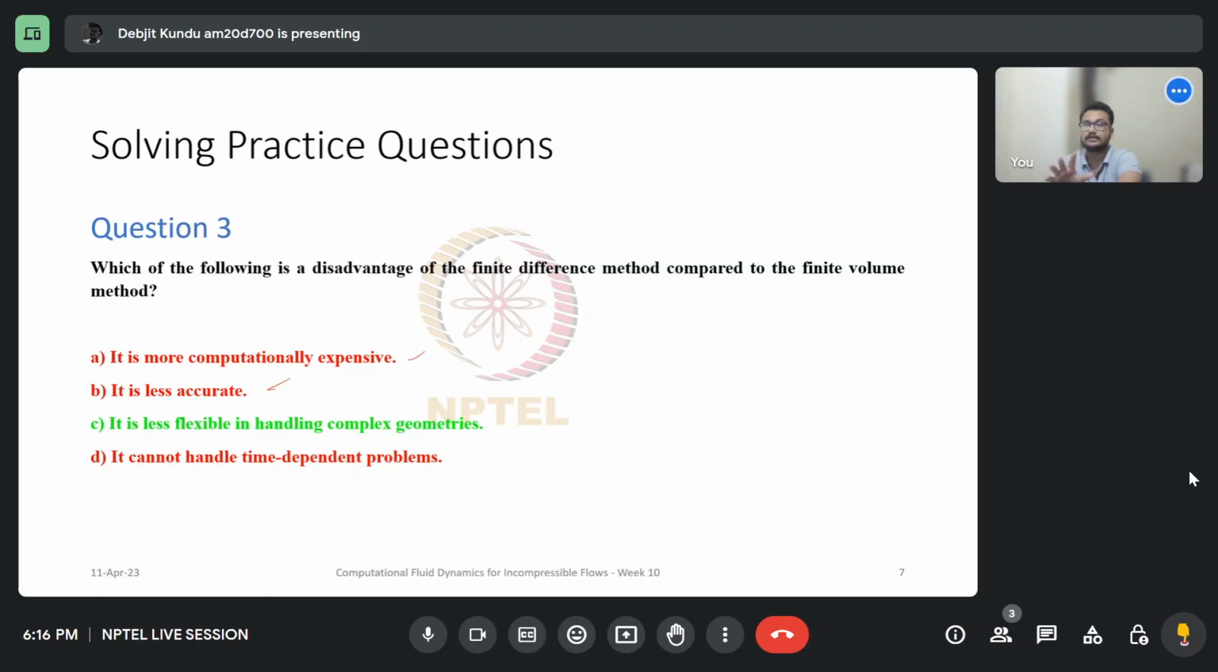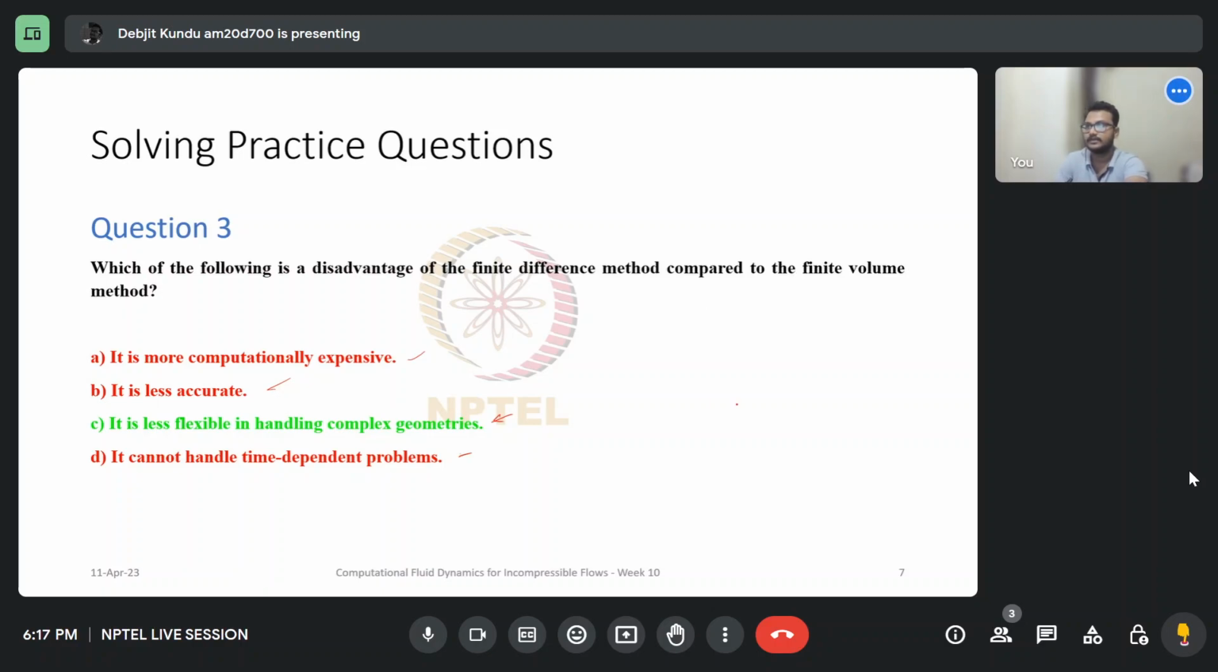So those things are comparable, and that is not a huge difference between a finite difference method and a finite volume method. And the option D is incorrect as well because it can handle time dependent problems as well. Option C would be the correct one because finite volume method is more flexible in handling complex geometry.